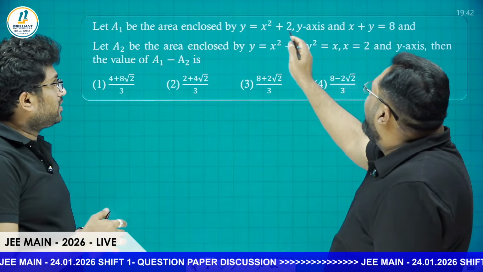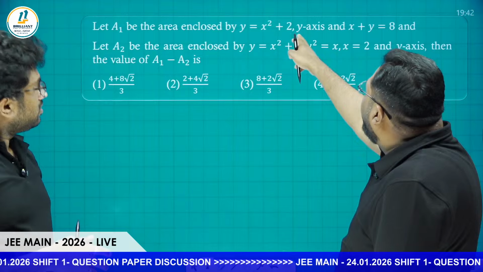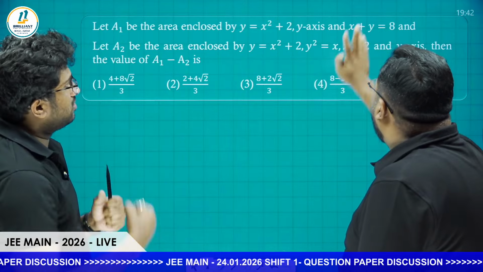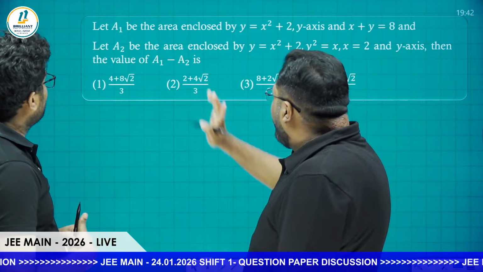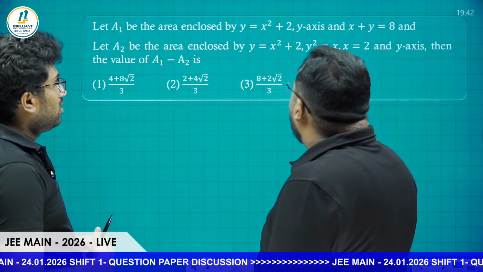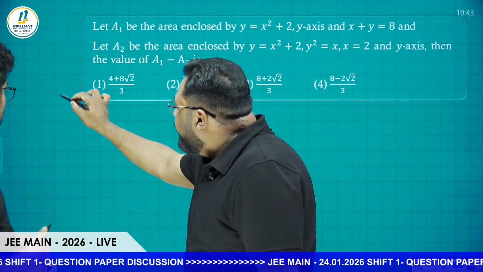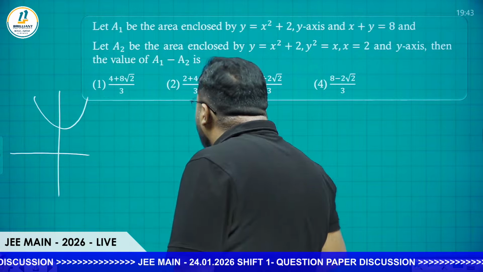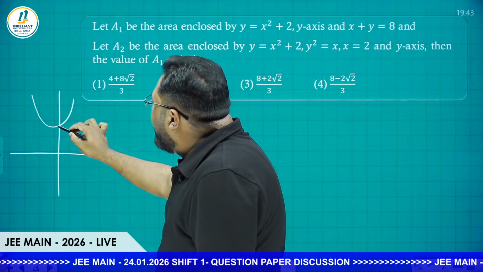Again, this is like applications of integrals. A parabola with vertex at (0, 2) and a line with negative slope passing through (0, 8). Okay, that is A1. Another is a parabola, same parabola, and another parabola. So the first diagram is going to be an upward parabola with vertex at (0, 2).